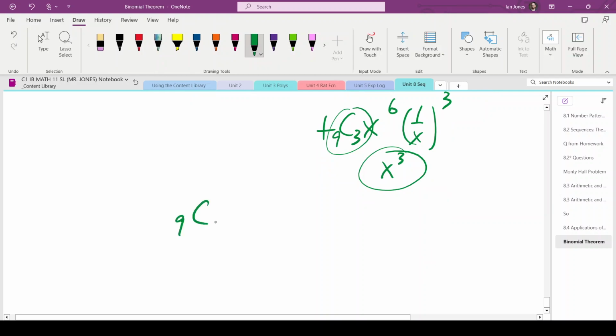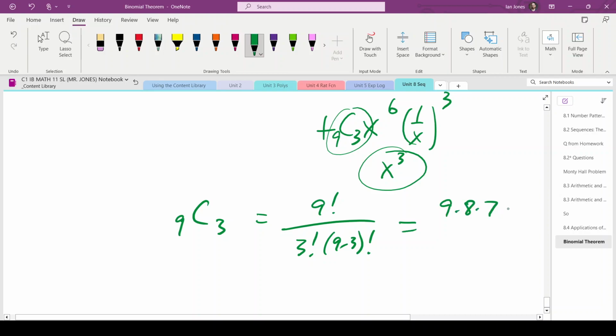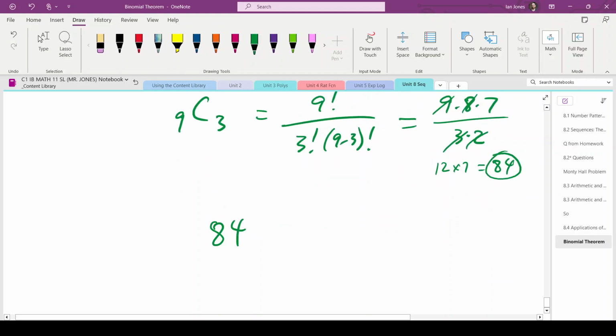So now 9 choose 3 is 9 factorial over 3 factorial, 9 minus 3 factorial, which is 6 factorial. So I've got 9 times 8 times 7 times 6, 5, 4, 3, 2, 1 divided by 6, 5, 4, 3, 2, 1 over 3 times 2. What can I do here? Well, this becomes a 4. This becomes a 3. I'm left with 12 times 7. So that's going to be 84. So my coefficient is 84.